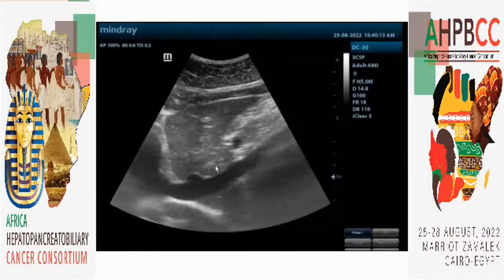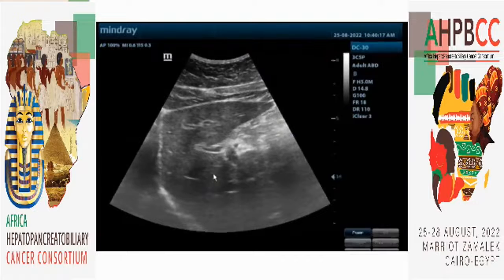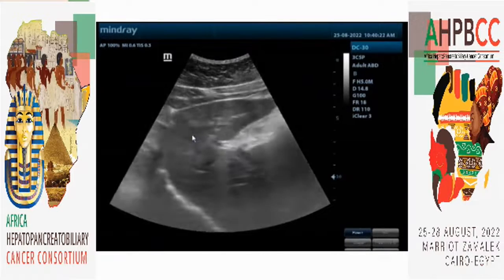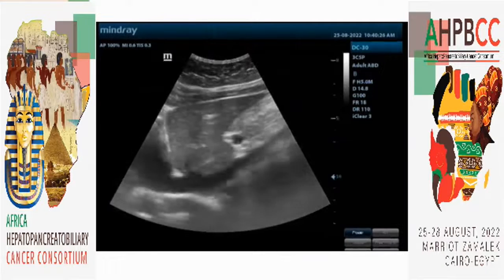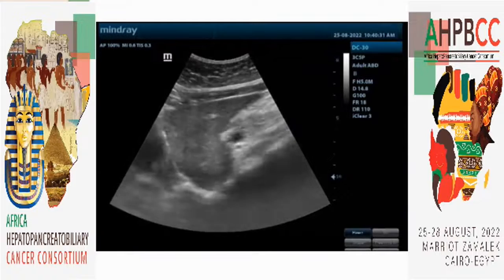Ligamentum venosum, and this is the caudate lobe. This is the IVC, and here we can see the left branch of portal vein and the left hepatic vein. On tracing and scanning the left lobe of the liver, it is of homogeneous echo pattern, smooth surface, and no focal lesions could be seen.